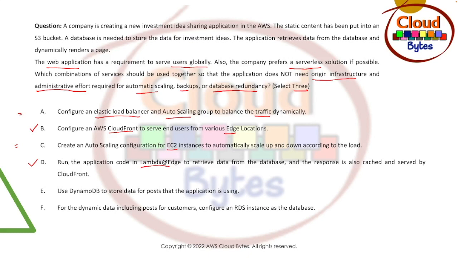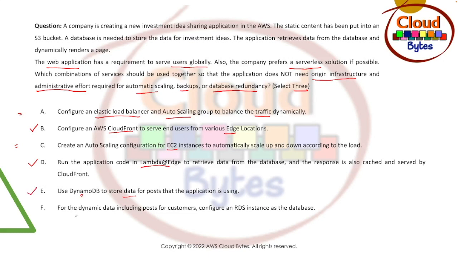Use DynamoDB to store data for posts that the application is using. Now, DynamoDB is a fully managed database, and it's a highly performant database. DynamoDB automatically scales to adjust the capacity. It can maintain the performance, and it is globally available using global tables. This is one of the preferred answers, I would say.